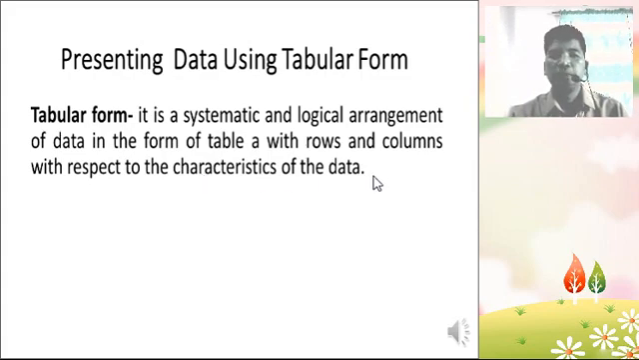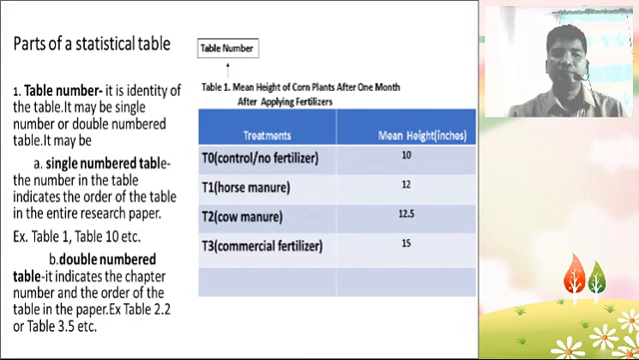So in the tabular form class, you are going to make a table with rows and columns wherein you can put the data that are arranged systematically and logically. So that is the meaning of tabular form. Okay. In a statistical table, there are some parts. So it's not easy to make a table. You should follow the following parts of the statistical table.